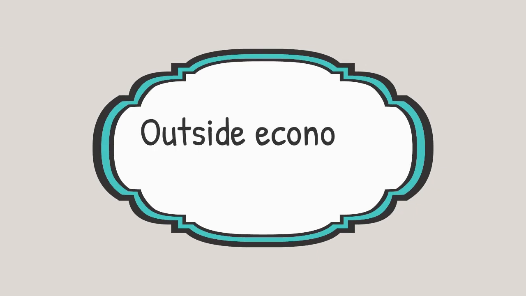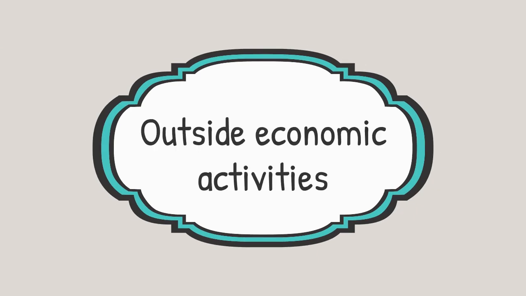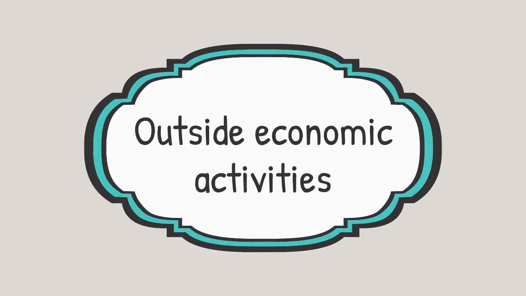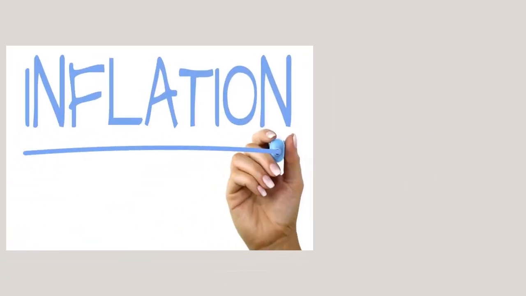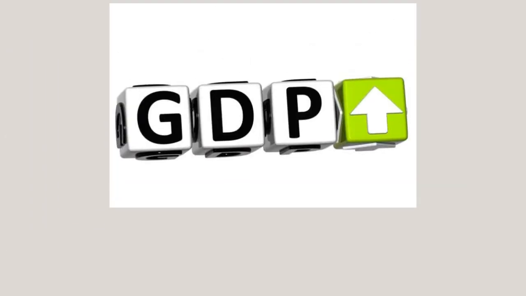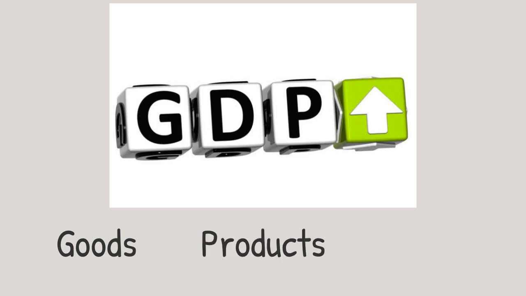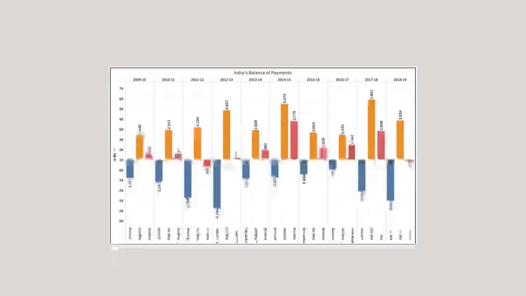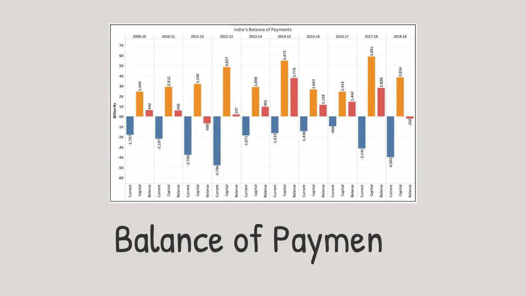Business owners do need to know about outside economic activities which can have an impact on their business, such as inflation, a measurement of the economic status of the country in which you operate. Gross domestic product, GDP, the total value of goods, products and services that are produced within a country during a particular year, which is expressed as a final figure. Balance of payments, BOP, a statement of all the transactions that individuals, companies, and government bodies have conducted outside of the country in which they operate over a particular period of time.